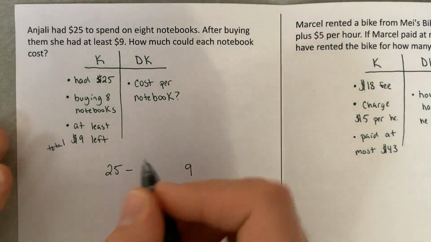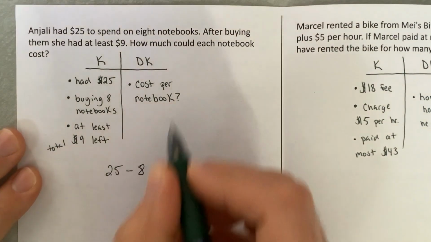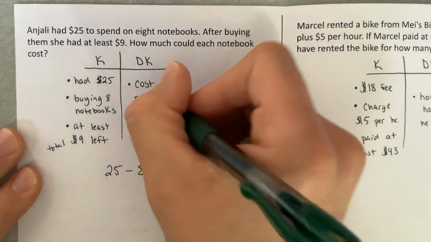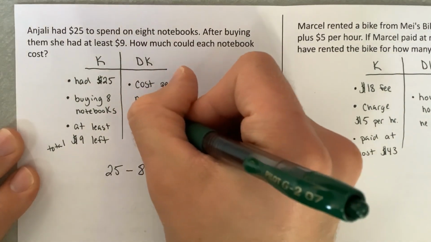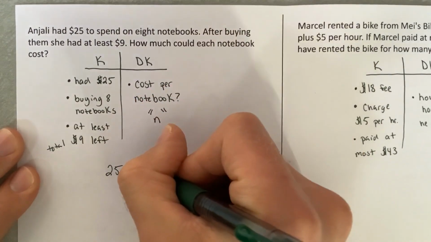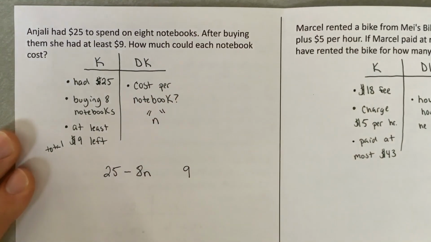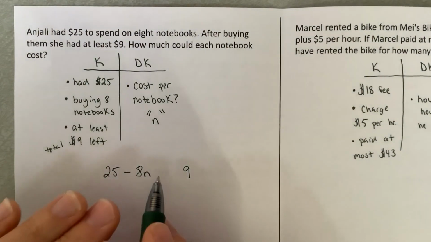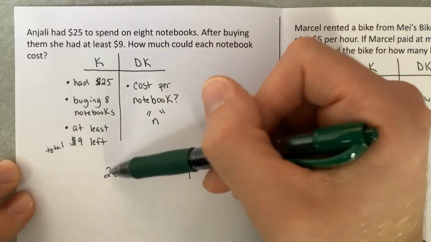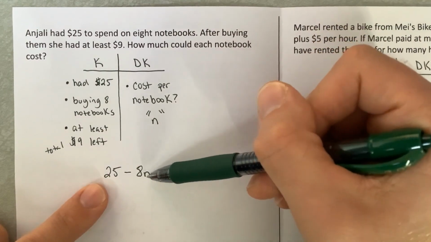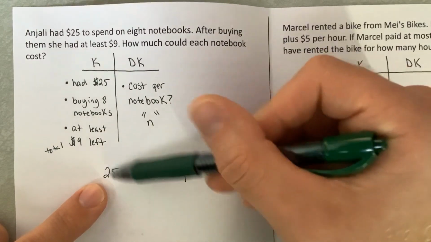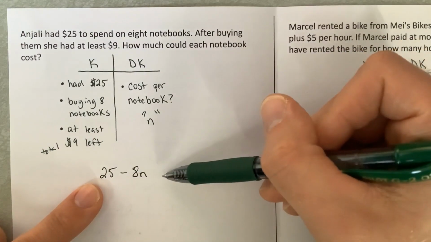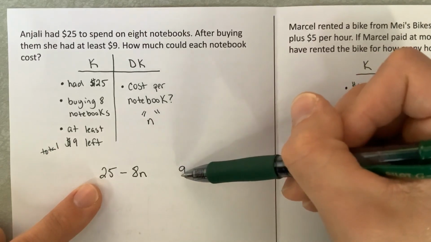How much? Well, I know I want to buy 8 notebooks, but I don't know how much each notebook costs. So let's say we'll use a variable n here. Boom. And now I just represented all this information into an inequality. I'll deal with my sign in 1 second, but I had $25. I bought 8 notebooks at an unknown price. Whatever that's going to be, I want to make sure I have at least $9 left.